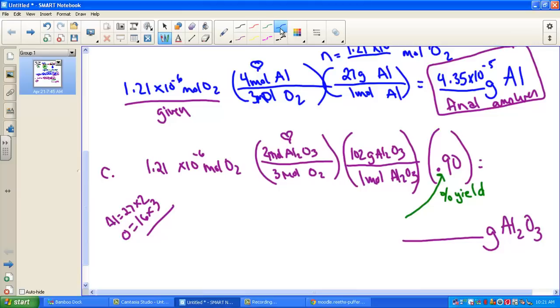So let's hit it together. I have 1.21 E negative 6 times 2/3. Whoops, I hit a key error. There, I got it fixed. 1.21 E negative 6 times 2/3 times 102. And if I hit equal there, I'd have my theoretical or calculated answer, but I want my experimental. So I go times 0.9, and my experimental yield is 7.41 times 10 to the negative 5th grams of aluminum oxide.